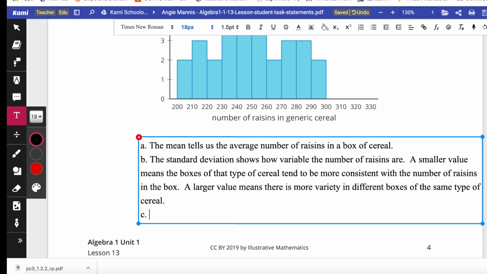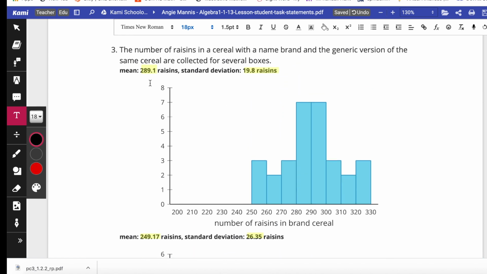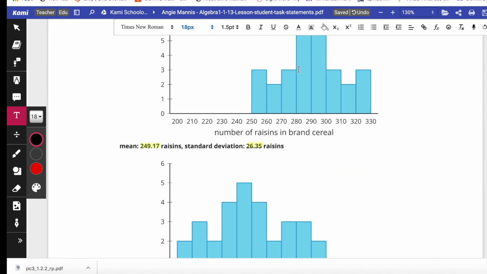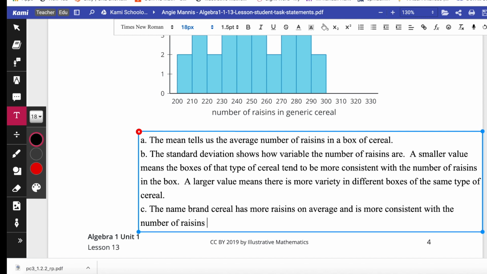All right, so let's compare these two data sets. The name brand cereal. What did we see about the name brand cereal? We see that the mean is higher, so there's more raisins typically, and they're more consistent. So the name brand cereal has more raisins on average and is more consistent with the number of raisins in a box.